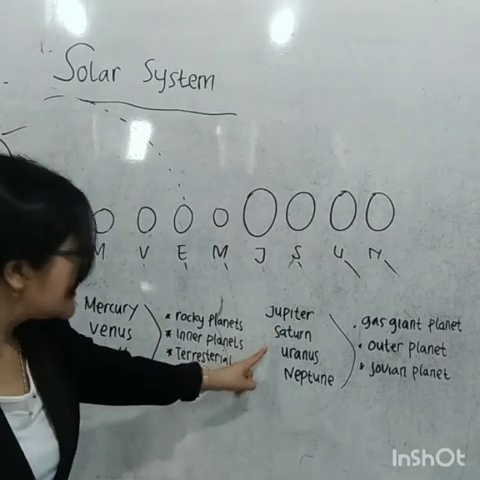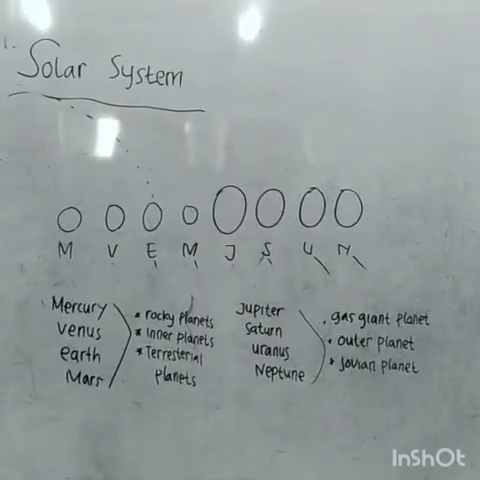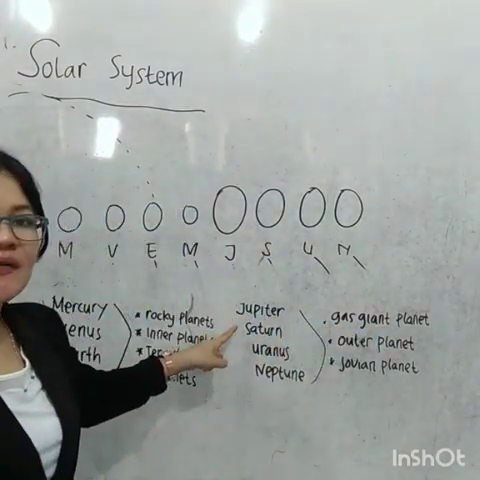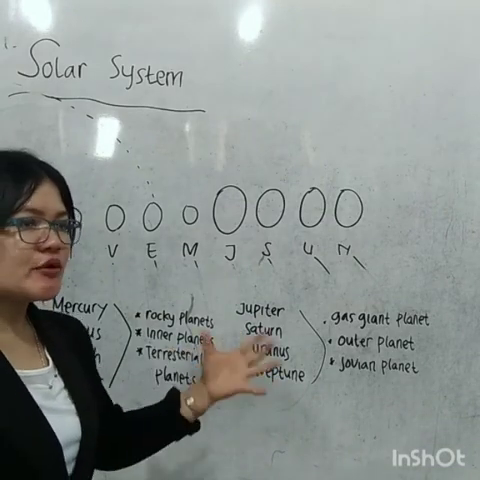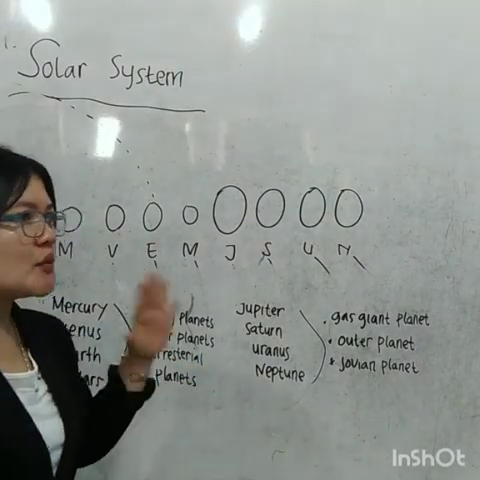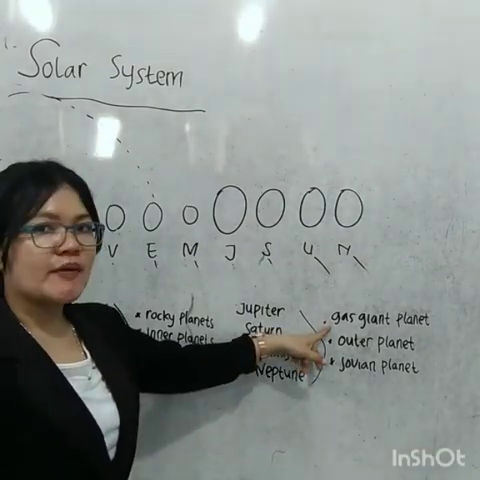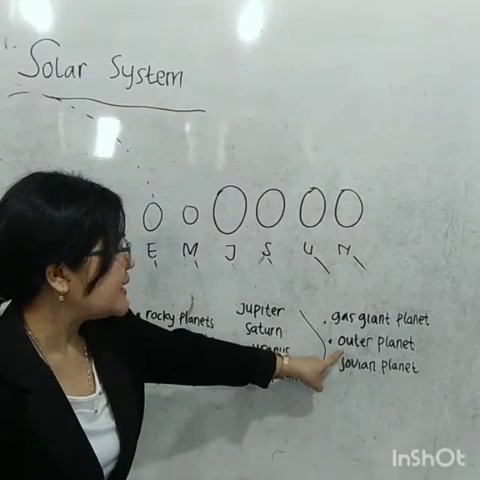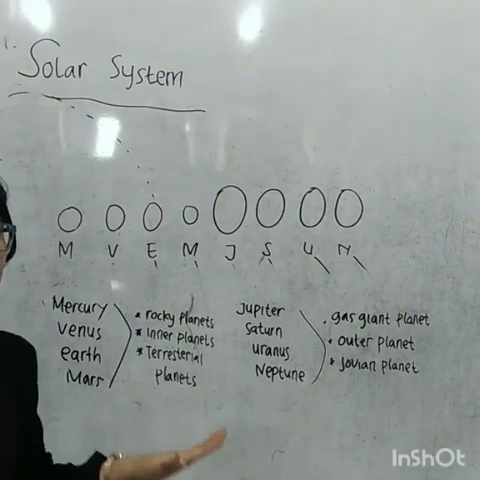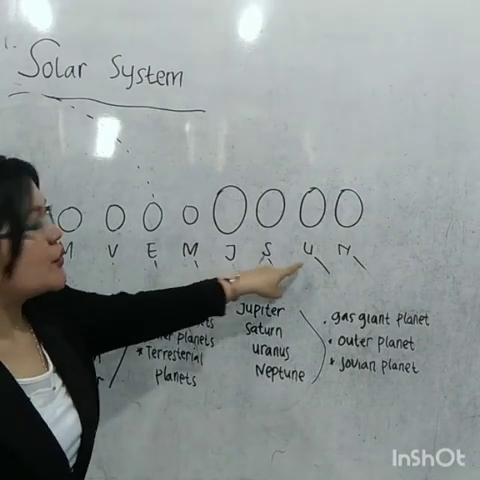The other group is Jupiter, Saturn, Uranus, and Neptune. We can call them gas giant planets because they are made up of gas. So it's impossible for us to live on Jupiter, Saturn, Uranus, and Neptune because there is no land, no water, no rock. It's all made up of gas. We can also call them outer planets or Jovian planets, or planets that are farther from the sun. Planet-planet yang jauh dari matahari.